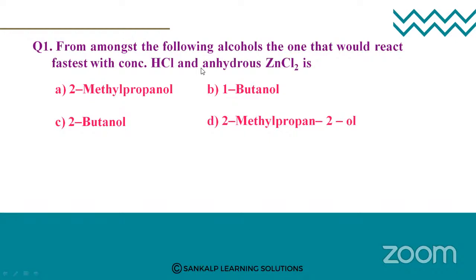We saw in the last class the preparation of alkyl halides from alcohols. Whenever you are looking at alcohols, you have to see their reactivity. We have seen that tertiary is more stable, then secondary, and then primary. So first preference should be given to the tertiary alcohol, then secondary, and then primary. Just see which is tertiary among the following.